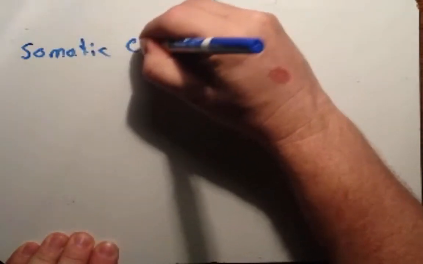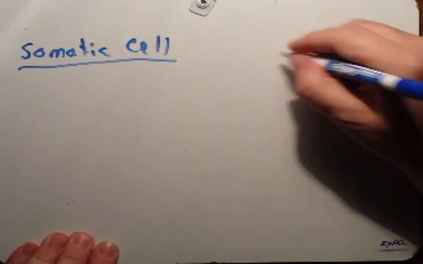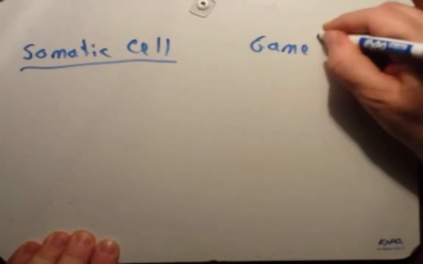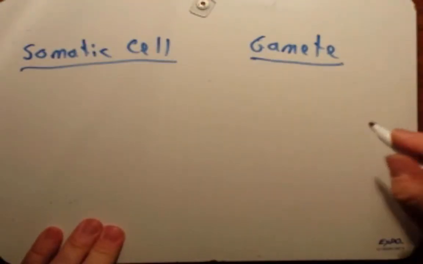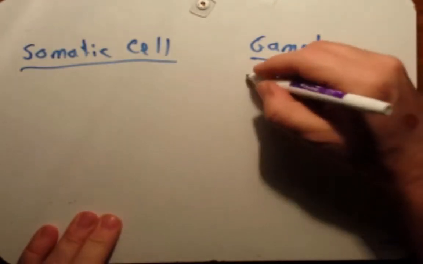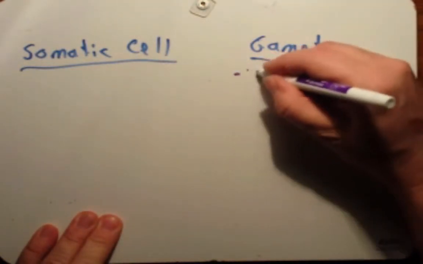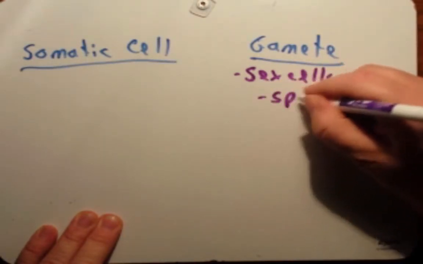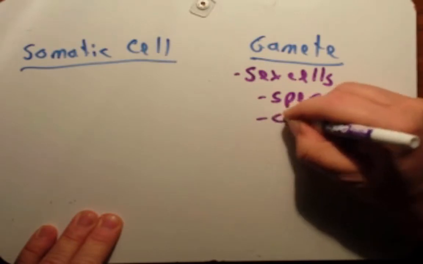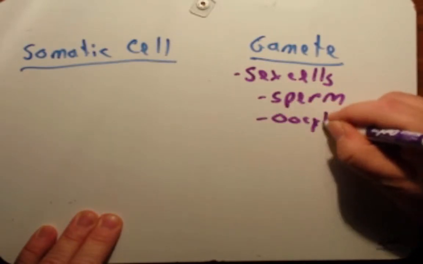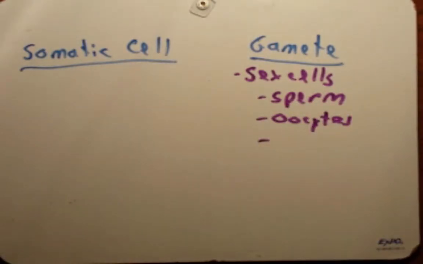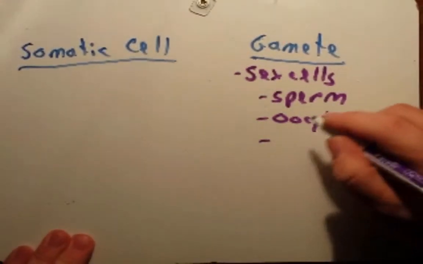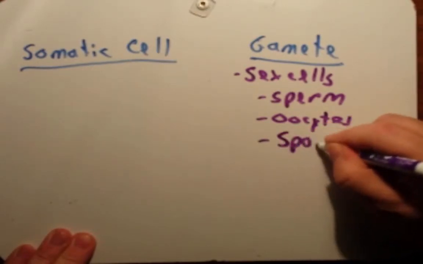We should know the difference between a somatic cell and a gamete. Let's start with gametes here. Gametes are the sex cells. So we can think of gametes as being sperm or oocytes. In organisms like fungi, which are also eukaryotic, of course, they don't produce sperm or eggs, but they do produce spores.